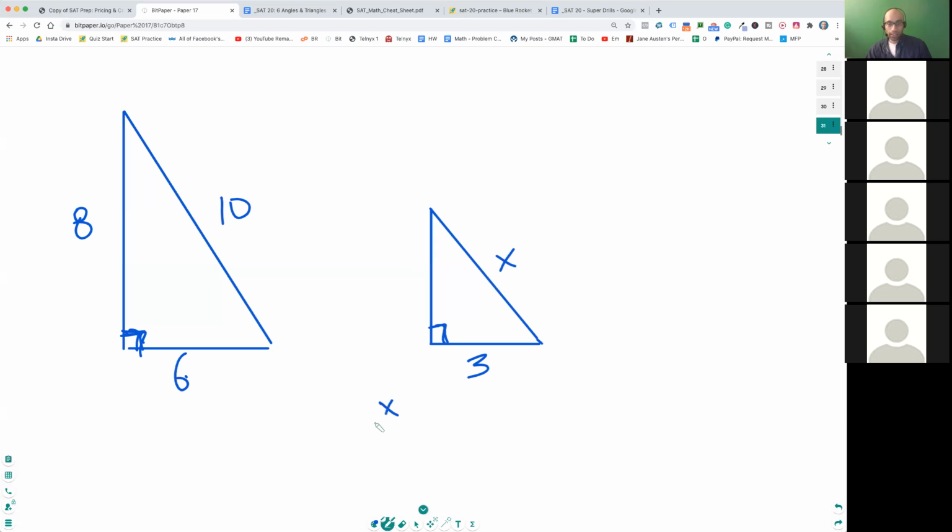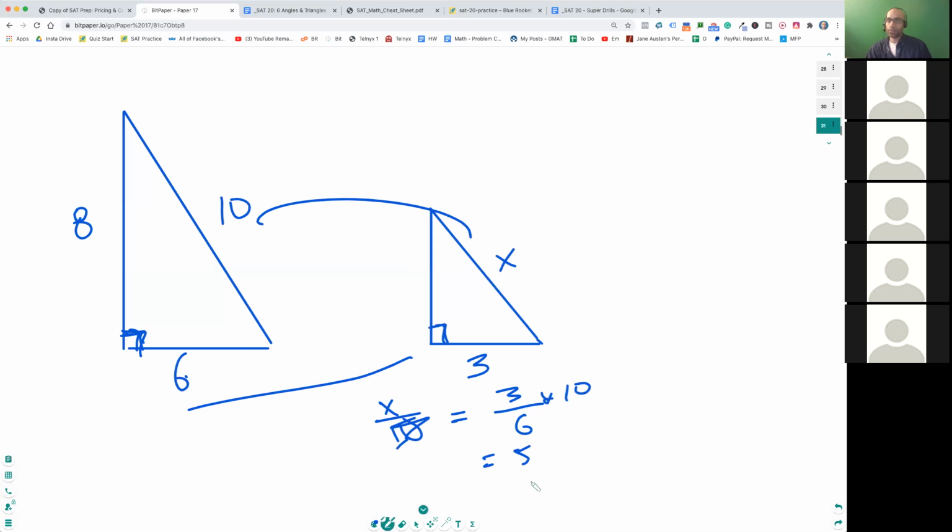So now you want to find x. So x over 10 is equal to 3 over 6. You can easily see for some of you, this is 2 times. So whichever way you want to think about it, x over 10 is equal to 3 over 6. And so to move the 10 here, you can find x is equal to 5. That could be a harder problem.